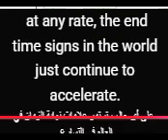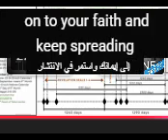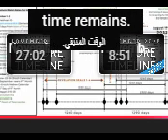At any rate, the end time signs in the world just continue to accelerate, so keep holding on to your faith and keep spreading the gospel with what little time remains.